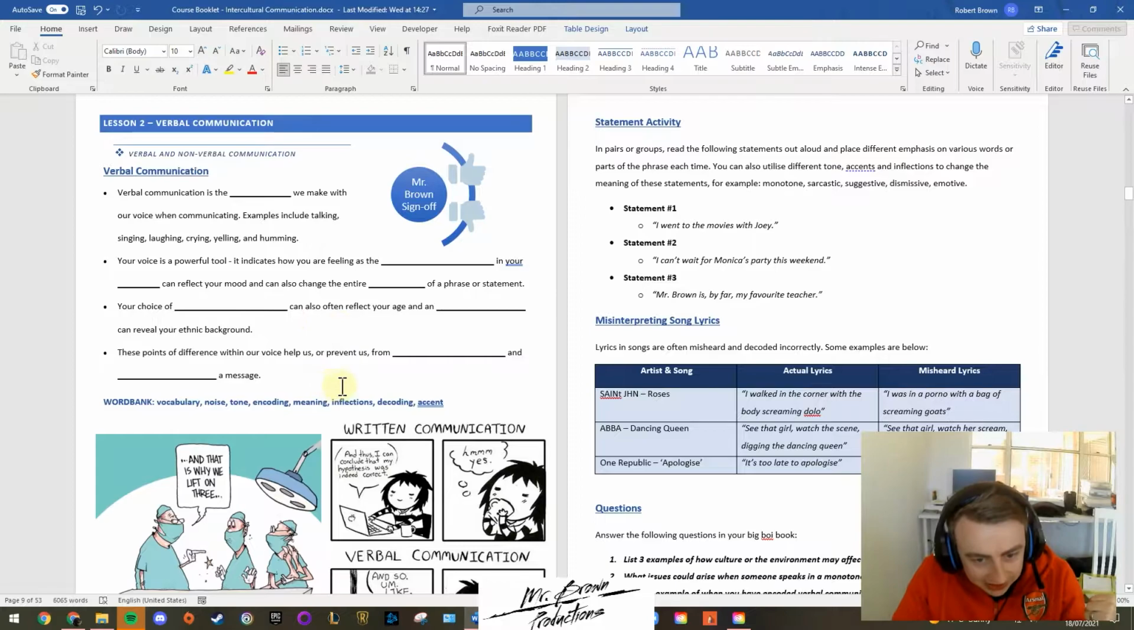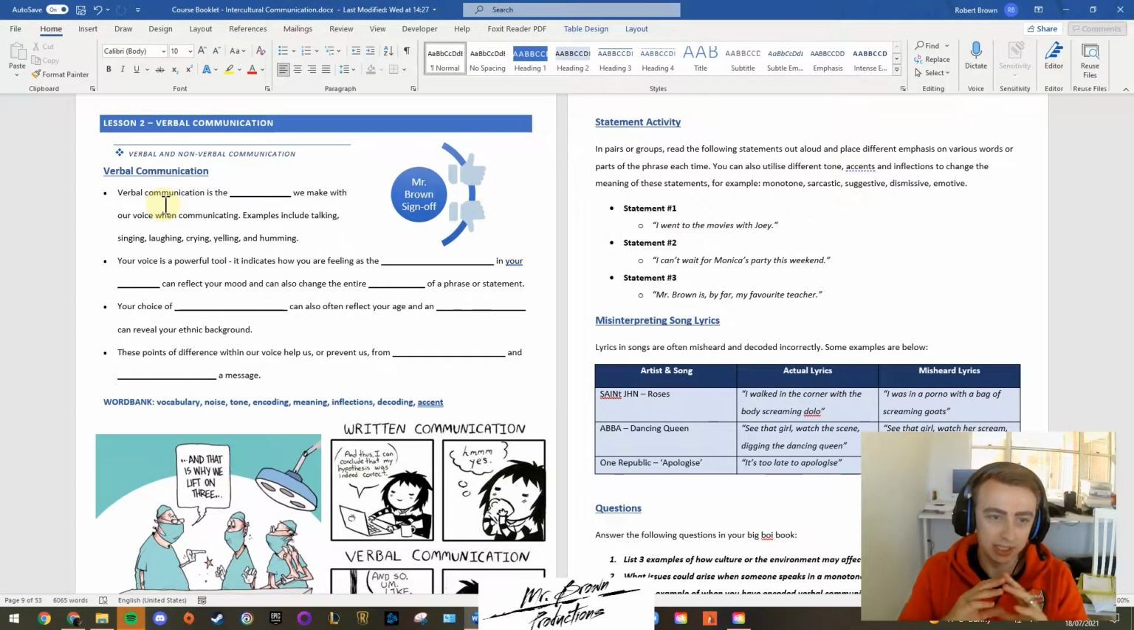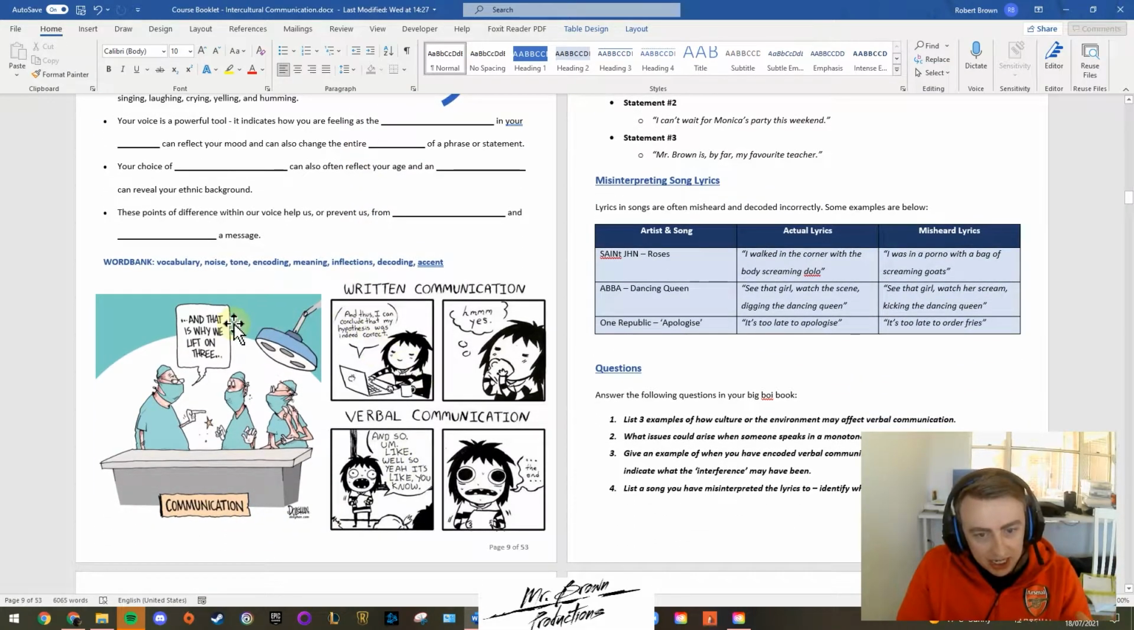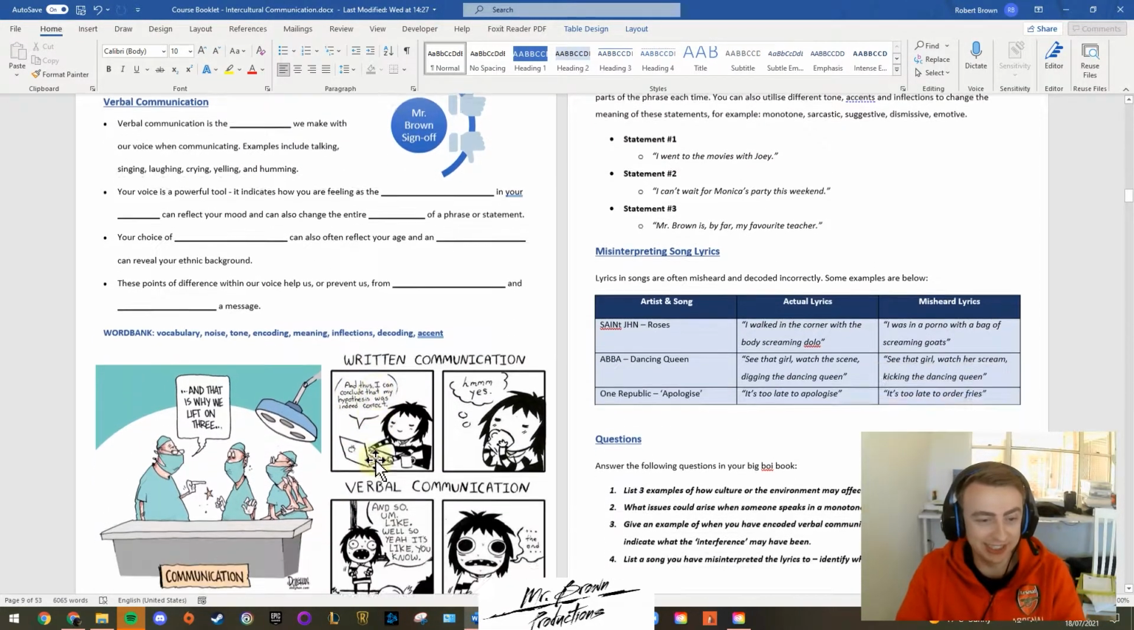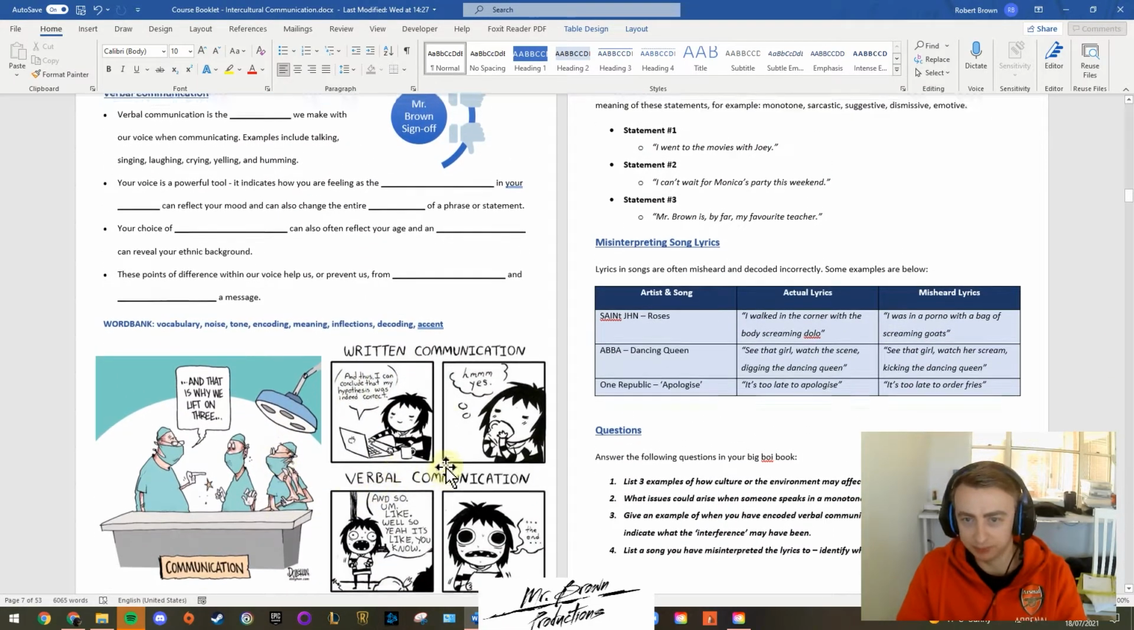There is a word bank here, as usual, for you guys to complete for your core notes. Basically, in a nutshell, verbal communication is the noise that we make when our voice is communicating. So things like talking, laughing, crying, yelling, humming, singing. All of that is part of verbal communication, what I'm doing right now. I've got some interesting photos there for you to consider, just to give you a bit of a smile about what verbal communication is and why it's important.